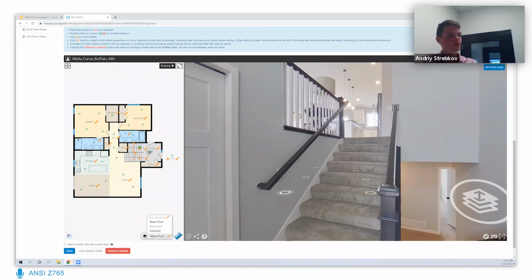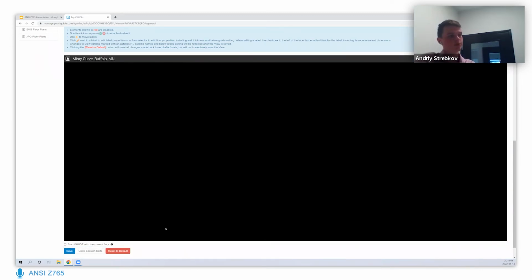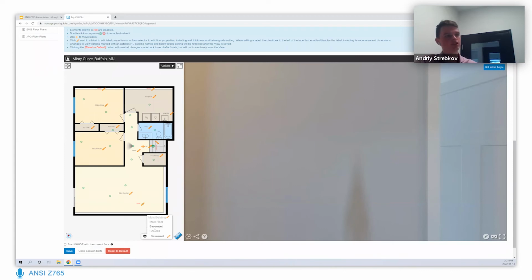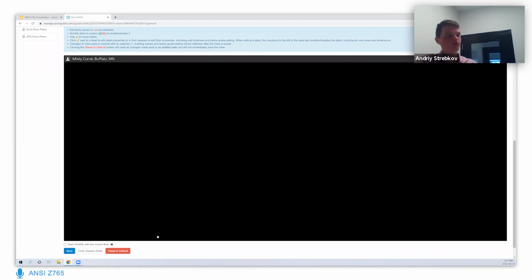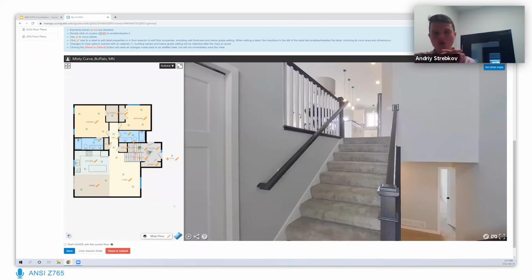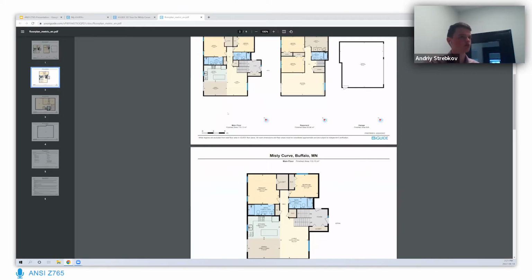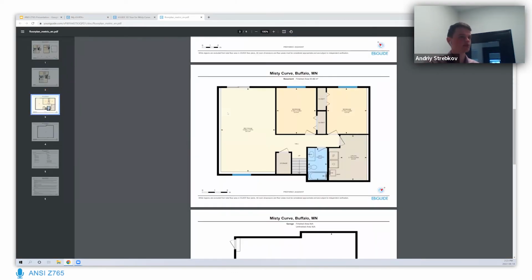I click OK. Then I would repeat the same process. I would go to the basement, and let's say again, I would use 6 inches, click OK. So you have to change every room. Well, for garage, you actually don't need to, but you have to make sure that all the floors have this wall thickness. Then I click Save. Here we go. So now we switch to ANSI standard. So here you would have ANSI square footage measurements included.